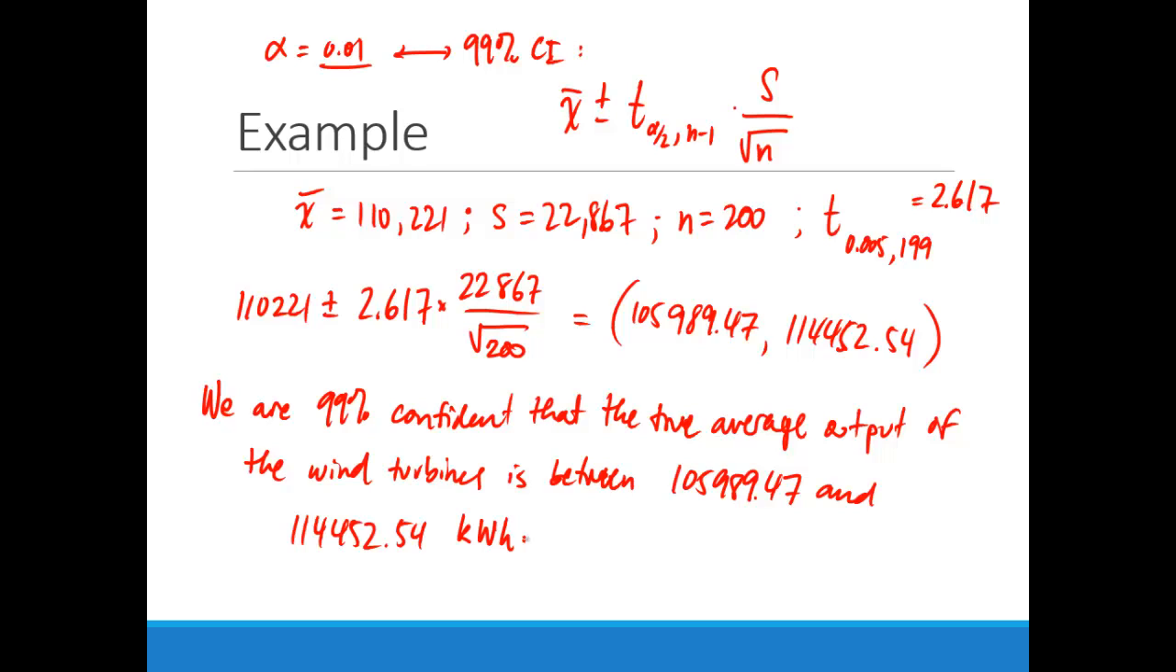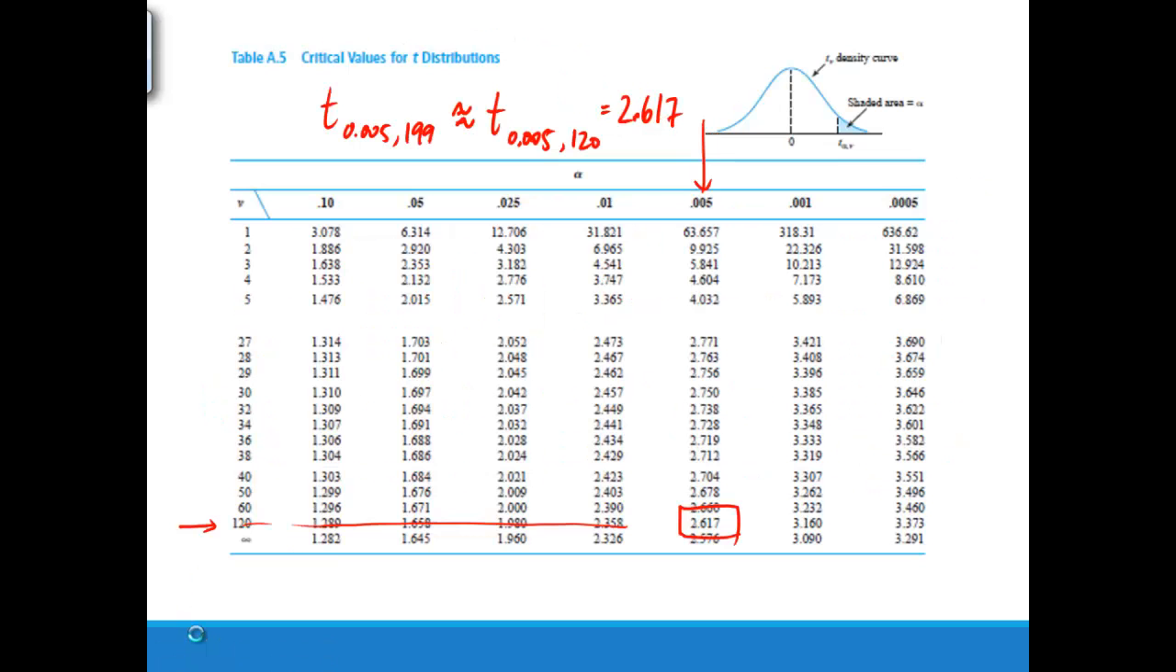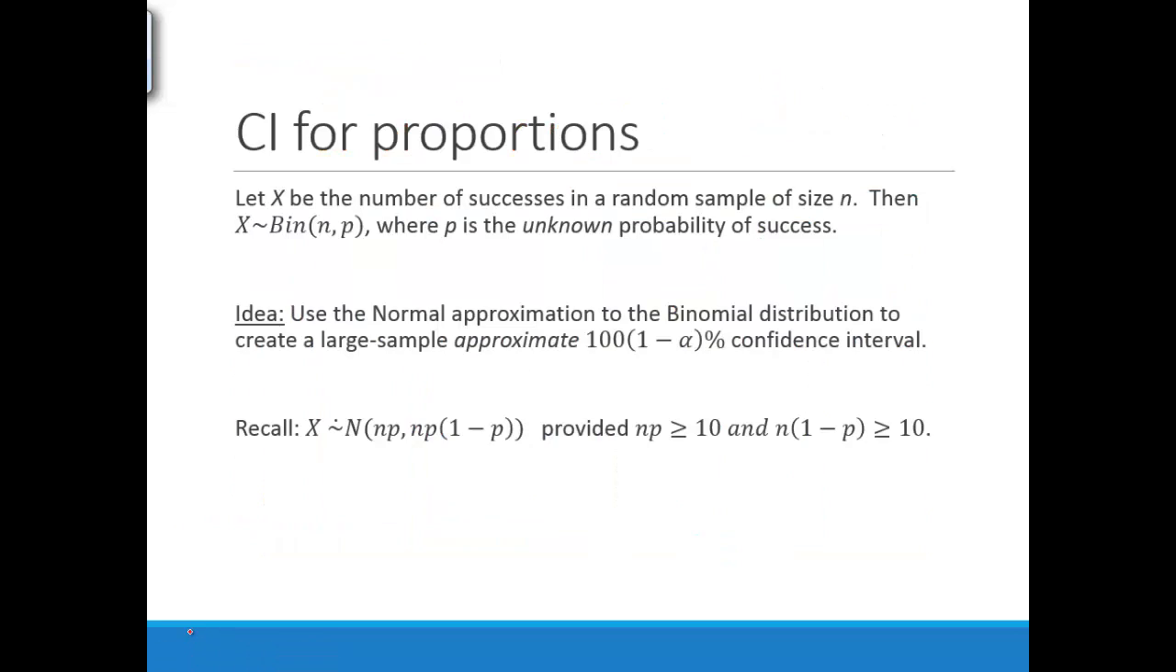Questions, comments? Is this feeling okay? Kind of what we're stepping through here. So I think this should be feeling a little more straightforward than chapter 6. So that's the good news, at least going forward here. Okay, so that's confidence intervals for a population mean.